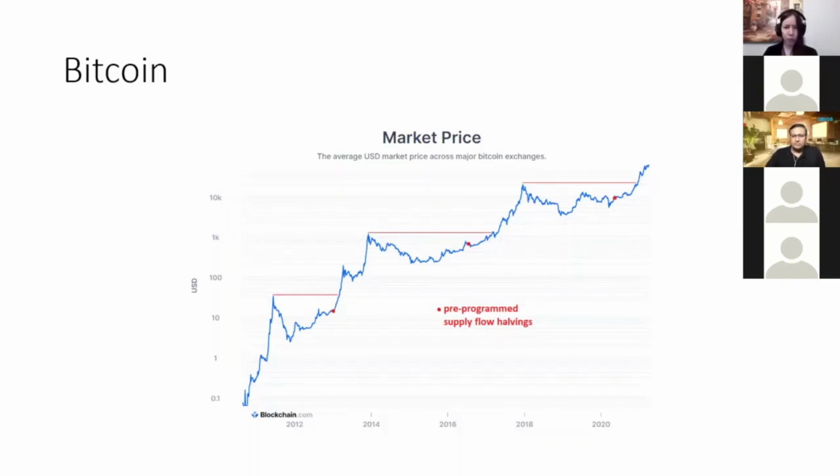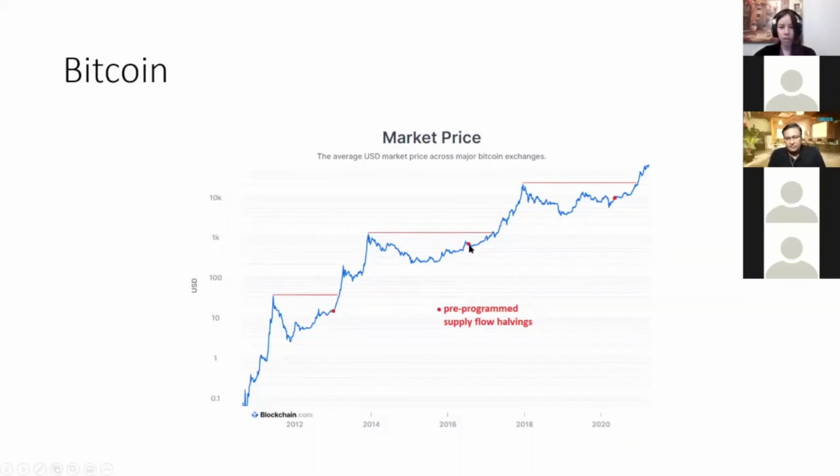And then after 4 years of that, it was pre-programmed so that the rate of new Bitcoin supply issuance would go down. And so it became only 25 new Bitcoin generated every 10 minutes. And those are pre-programmed supply flow halvings. The first one occurred here. And then, for this 4-year period, we had 25 Bitcoin created every 10 minutes.